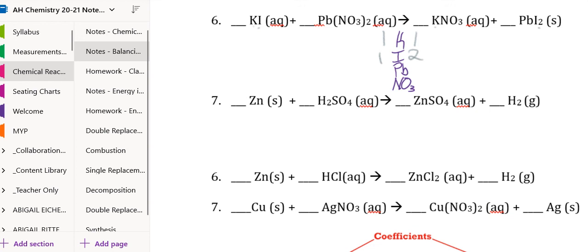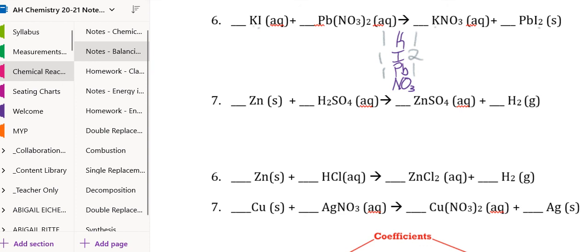And then how many leads in my reactants? 1. How many leads in my products? 1. Now remember when I said the polyatomic ions we can treat as a single unit? This NO3 is a polyatomic ion. The reason we can treat it as a single unit is because I have NO3 in my reactants, and I also have NO3 in my products. So we can just treat it like one smiley face and balance it as a single unit. You can balance it separately, the nitrogens and the oxygens, and they will balance. But it's just a trick to treat it as a single unit.